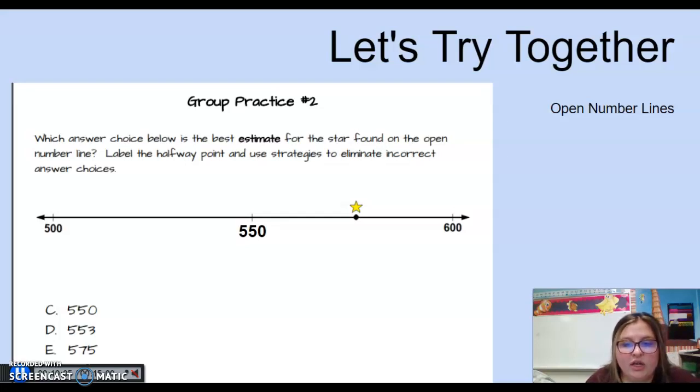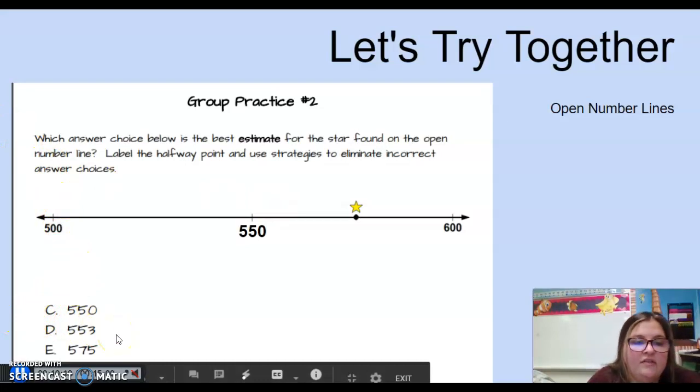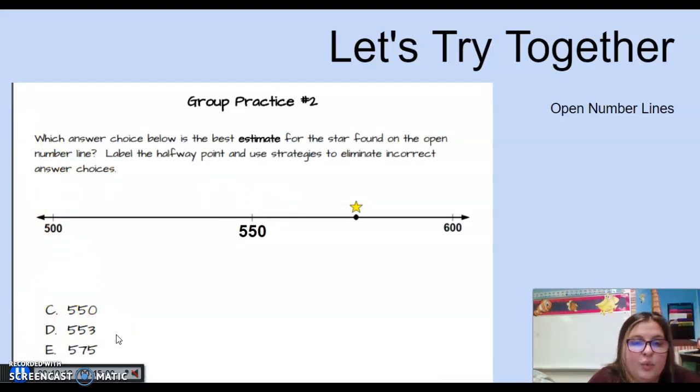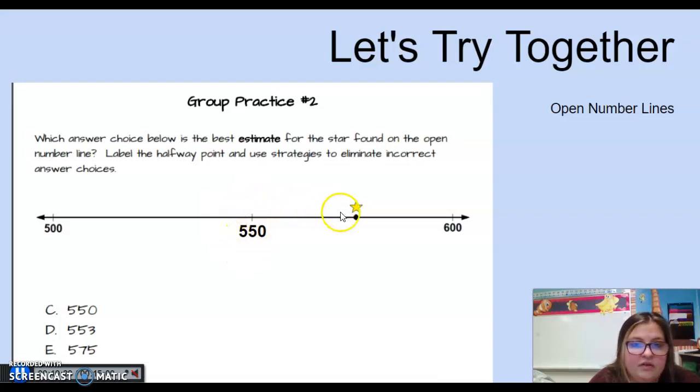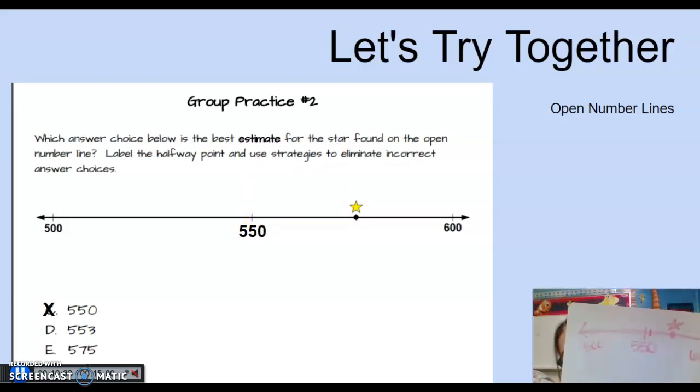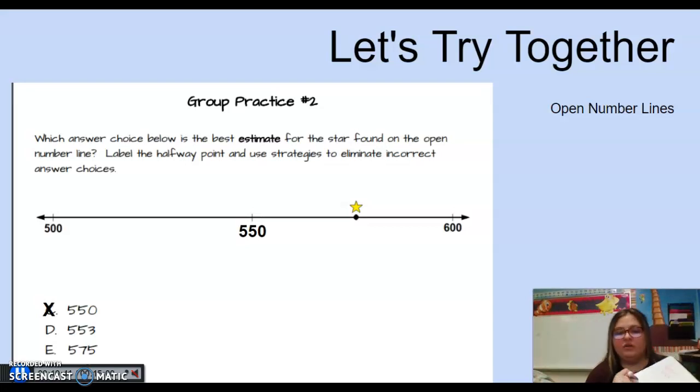So first, we're going to look at answer choice C. It says 550. Well, we can start off by looking at 550 because we have it on our line. That doesn't look correct because our star is way over here. So I'm going to mark that one out. D says 553. Well, 553 is going to be really close to 550. Okay, so I don't think that's where the star is going to be.